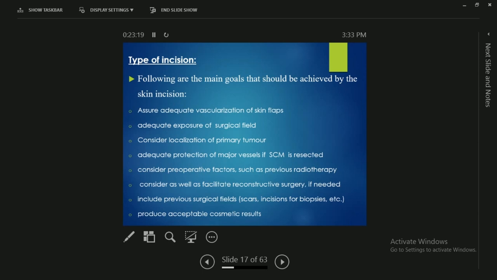Types of incision. There are various types of incision for neck dissection, and all the following are the main goals that should be achieved by the skin incision. They are: assure adequate vascularization of skin flaps, adequate exposure of surgical field, consider localization of primary tumor, adequate protection of major vessels if sternocleidomastoid is resected, consider preoperative factors such as previous radiotherapy, consider as well as facilitate reconstructive surgery if needed, include previous surgical field like scar, incision for biopsies, etc. Produce acceptable cosmetic results.